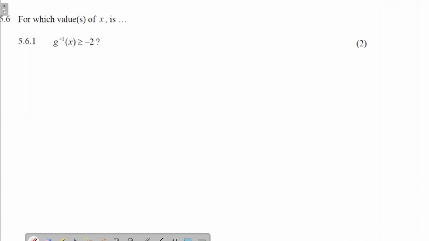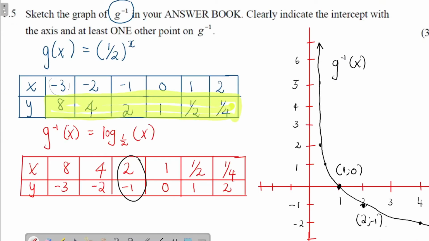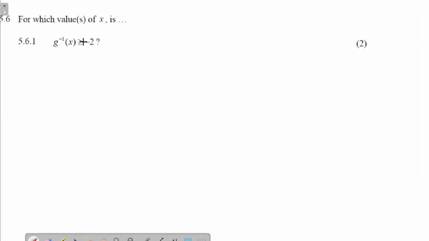This question is saying, for which values of x is the inverse function g of x greater than and equal to -2? These are the type of questions where most learners just skip them because they don't even know what the question means. Please don't skip it. Try this question. If you haven't drawn your function, chances are you would have skipped it because you won't be able to understand what it's asking you.